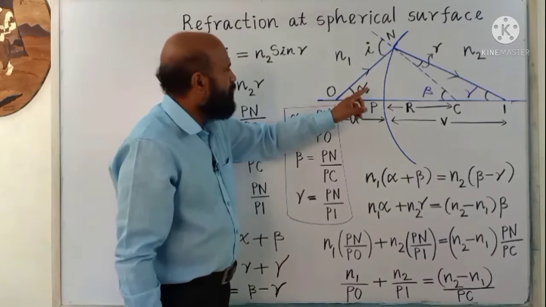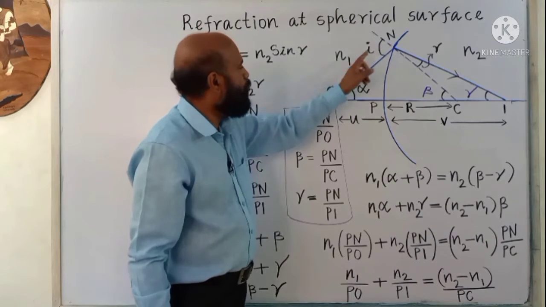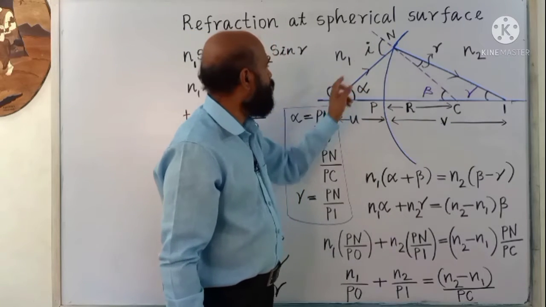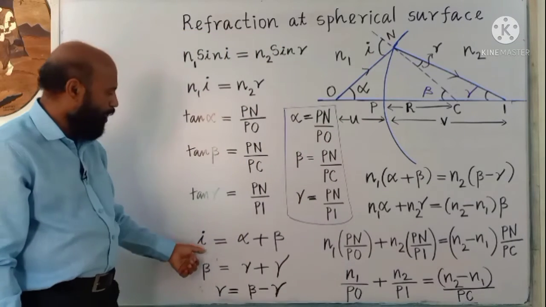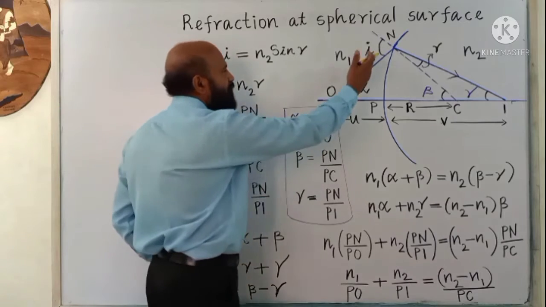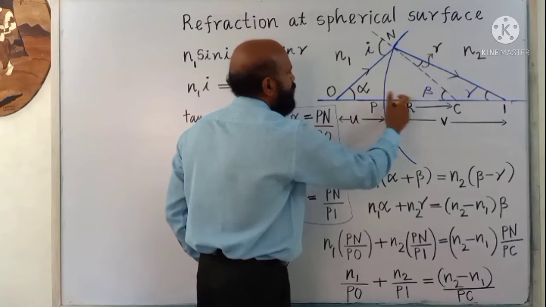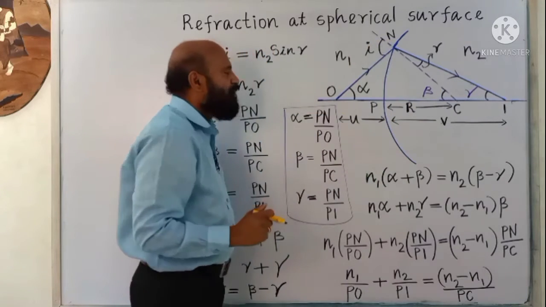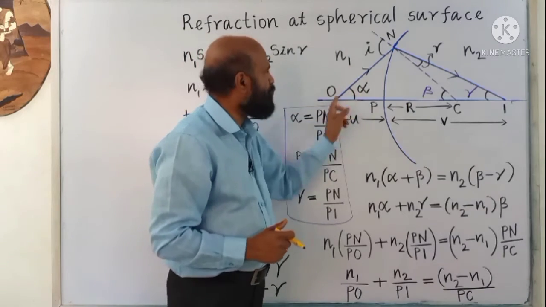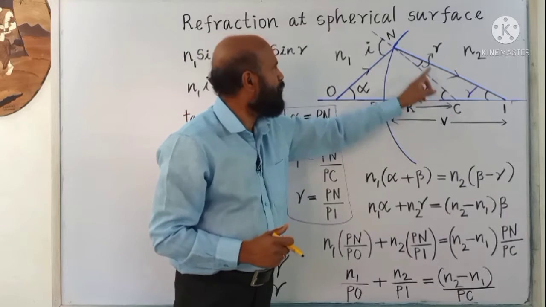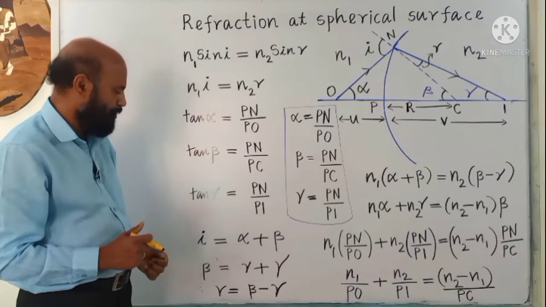Now you take this triangle NOC. In this triangle, I is equal to alpha plus beta. Exterior angle is equal to the sum of the interior opposite angles. So in this triangle, I is the exterior angle. So in this triangle NOC, I is equal to alpha plus beta.